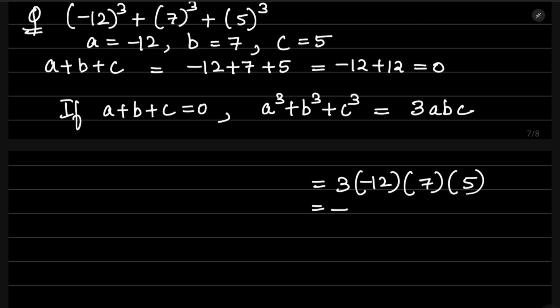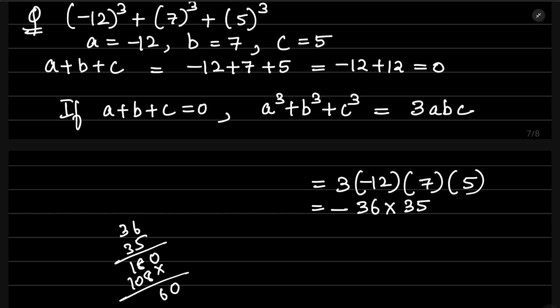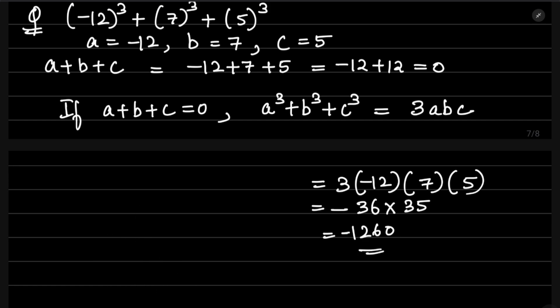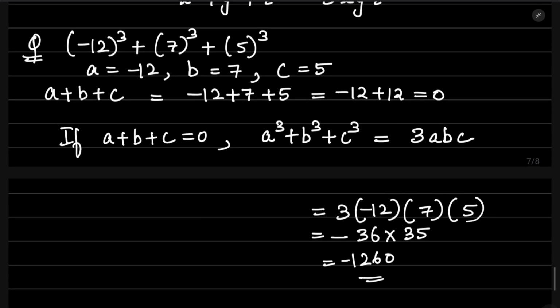Now we just have to calculate it. So this is minus, you have 36 multiplied by 35. Let's do it here, 36 into 35, you get minus 1260. This is your answer. So you are not directly multiplying or finding the cube. Using this algebraic derived identity, you have been able to solve it.